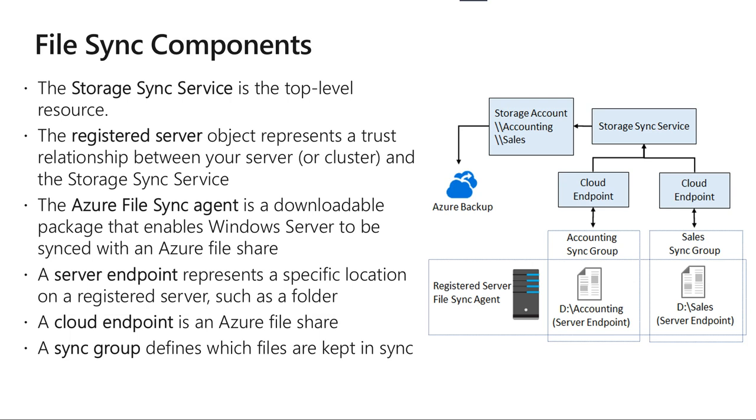If, for example, you have two distinct sets of files you want to manage with Azure File Sync, you would create two sync groups and add different endpoints to each sync group. A storage sync service can host as many sync groups as you need.